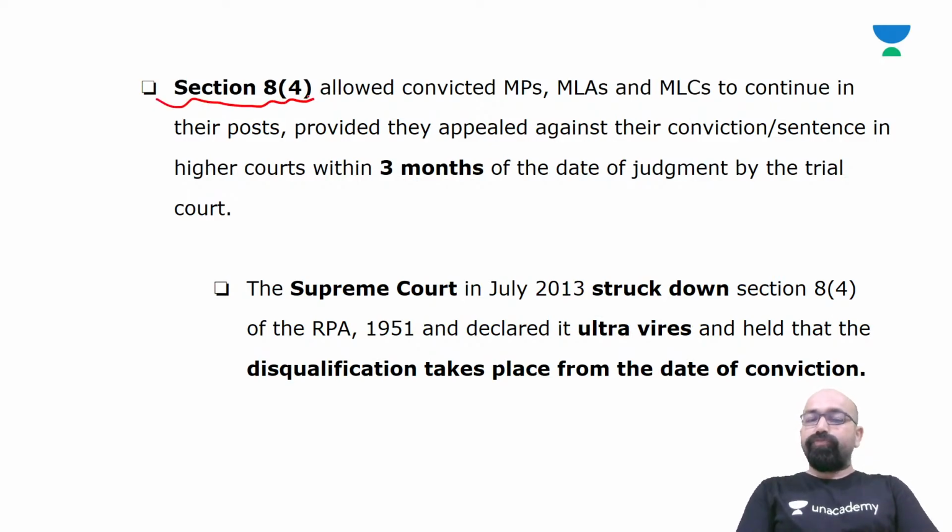Section 8 Clause 4, which allowed convicted MPs, MLAs and MLCs to continue in their post, provided they appealed against their conviction sentence in higher courts within 3 months of the date of judgment by the trial court. The Supreme Court in July 2013 struck down Section 8 Clause 4 of the RPA 1951 and declared it ultra vires and held that the disqualification takes place from the date of conviction.